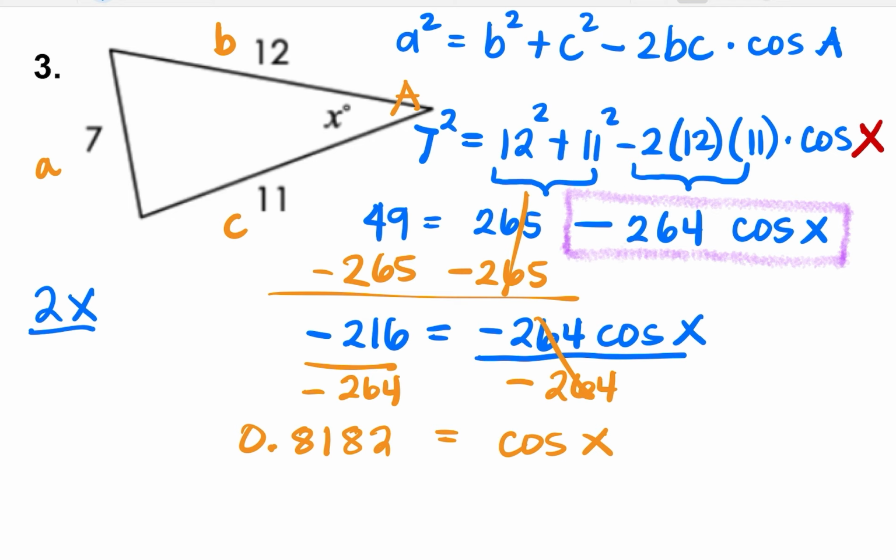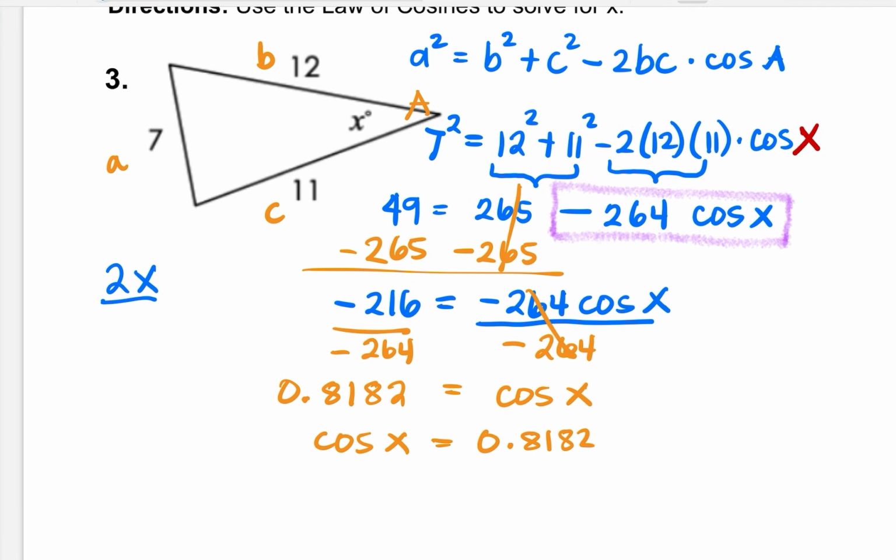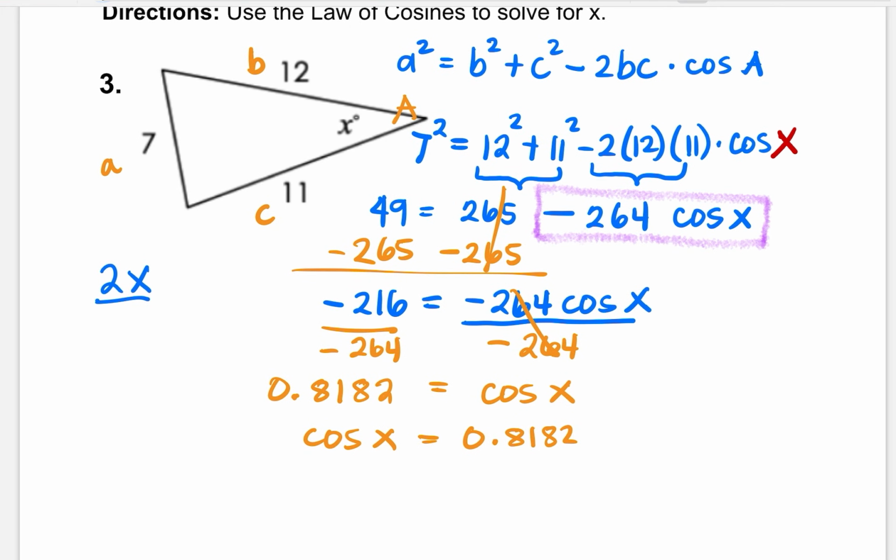You can keep it this way, or you can flip it the other way. Cosine x equals 0.8182, just to make sure that the x is on the left side of the equation.